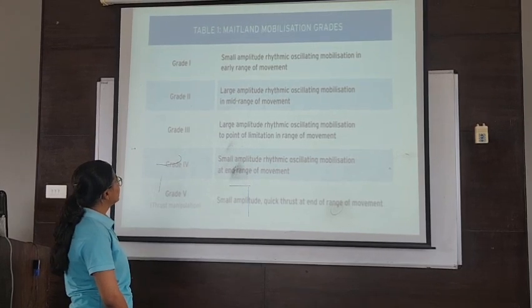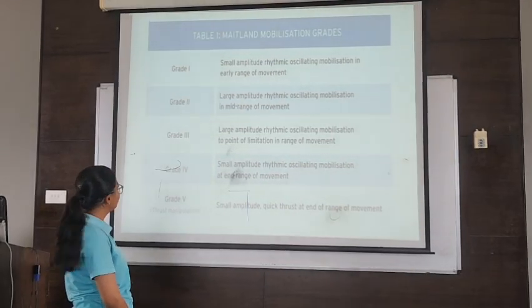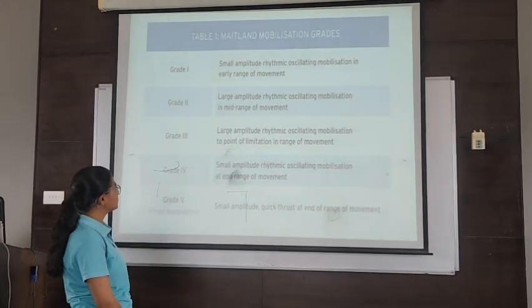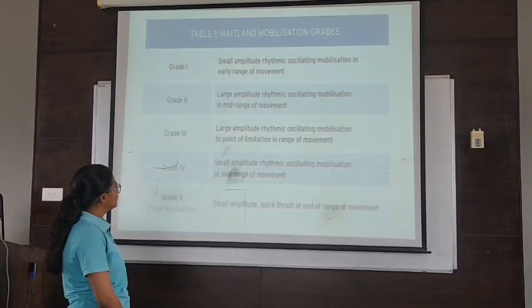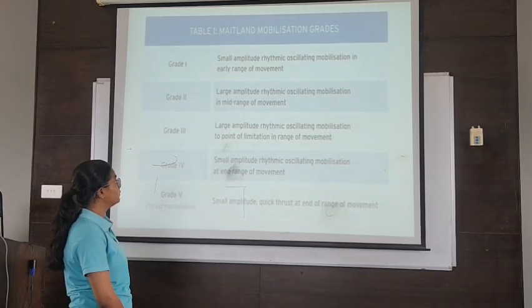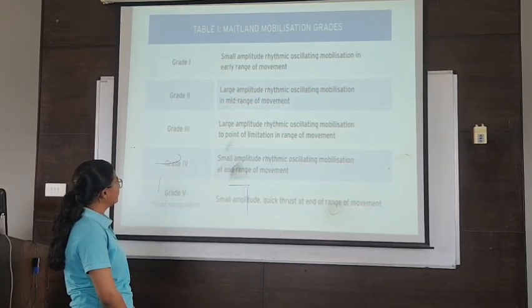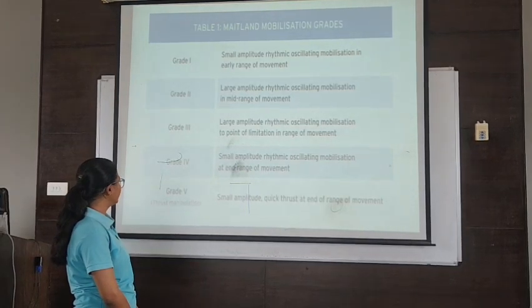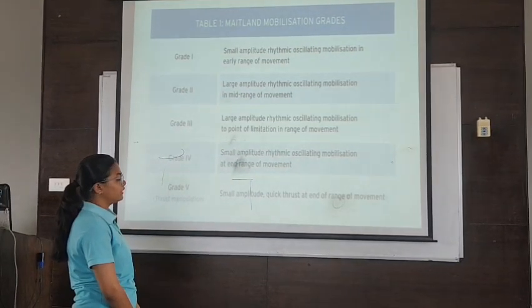Grade 1, small amplitude rhythmic oscillating mobilization in early range of movement. Grade 2, large amplitude rhythmic oscillating mobilization in mid range of movement. Grade 3, large amplitude rhythmic oscillating mobilization to the point of limitation in range of movement. Grade 4, small amplitude rhythmic oscillating mobilization at end range of movement. Grade 5, small amplitude quick thrust at the end range of movement.